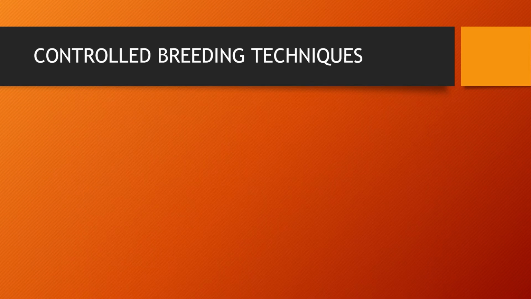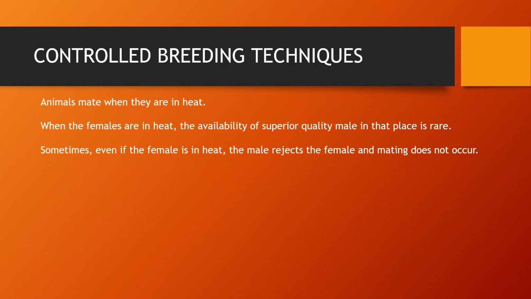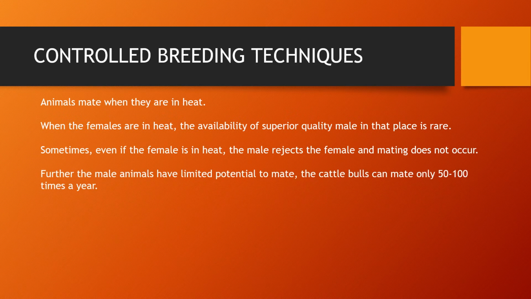Let's see the importance of controlled animal breeding techniques. Animals mate when they are in heat. When females are in heat, the availability of a superior quality male in that place is rare. Sometimes, even if the female is in heat, the male rejects the female and mating does not occur. Further, the male animals have limited potential to mate. The cattle bulls can mate only 50 to 100 times a year.